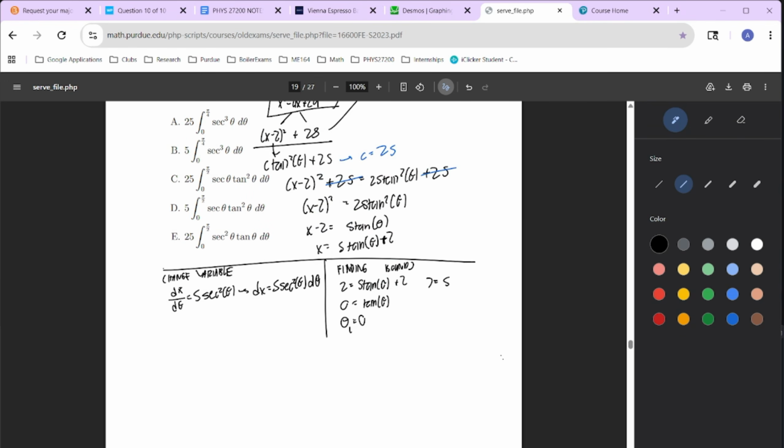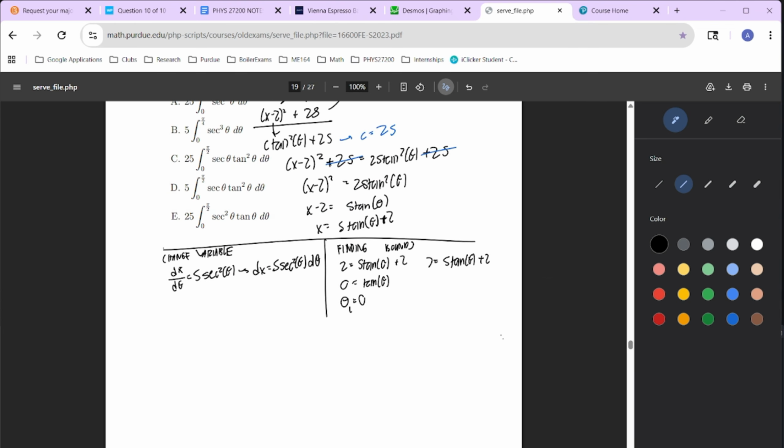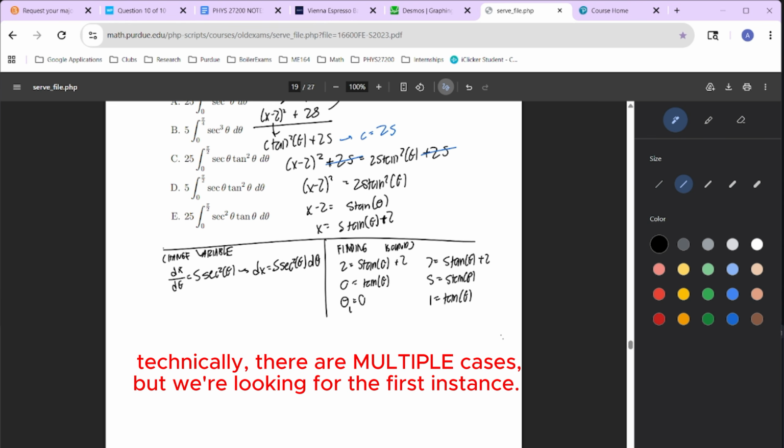7 is equal to 5 tangent of theta plus 2. Well, I can move the 2 over to the other side. 5 is equal to 5 tangent of theta. That means that 1 is equal to tangent of theta. Now there's only one case when tangent of theta can equal 1.